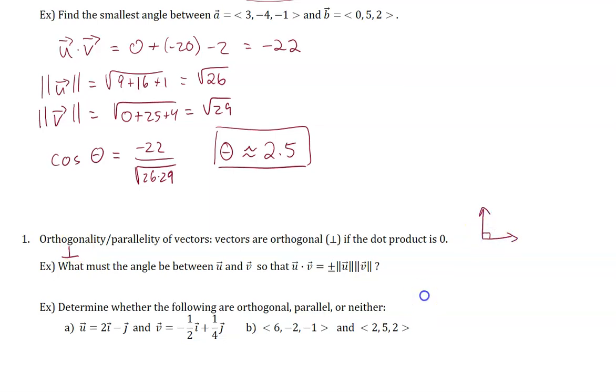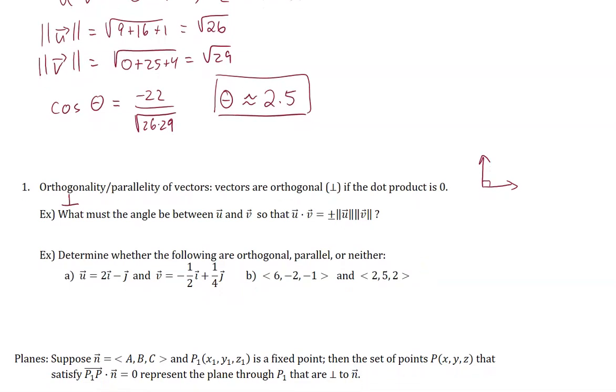Okay. And so let's look at this one. What must the angle be between two vectors so that the dot product is equal to plus or minus the product of the magnitudes?